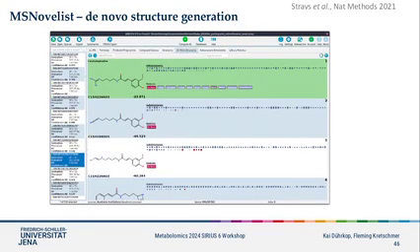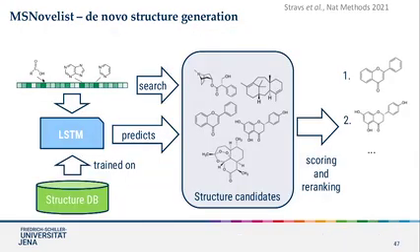The other thing is de novo structure generation, which is another thing you can do if your structure is not contained in the database. It's based on the MS Novelist method by Strauss et al. The idea in MS Novelist is basically you have a molecular fingerprint predicted, and we have some LSTM, some machine learning method, which is trained on structure DBs like PubChem or Coconut. And this LSTM predicts how a molecular structure for this molecular fingerprint could look like.